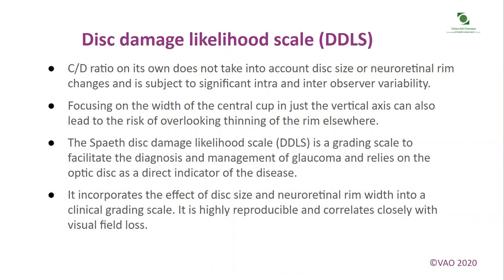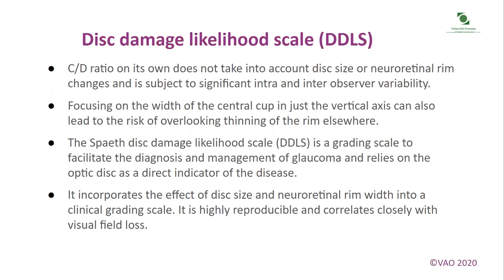We also have a disc damage likelihood scale, DDLS. Cup to disc ratio on its own does not take into account disc size or neuroretinal rim changes and is subject to significant intra and inter observer variability. Focusing on the width of the central cup in just the vertical axis can also lead to the risk of overlooking thinning of the rim elsewhere.